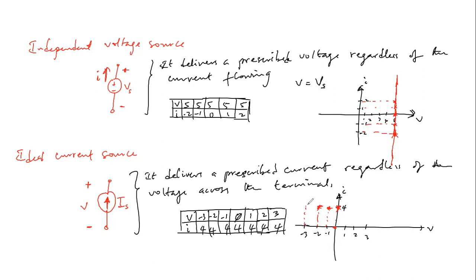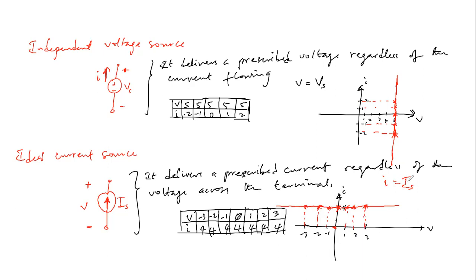At minus 3, we still get 4 ampere. At positive 1 volt, we still get 4 ampere. At positive 2 volts, we still get 4 ampere. At positive 3 volts, we still get 4 ampere. So we get something like this as the VI characteristic for an ideal current source. We're going to be looking into all of this much later, because I is the same as Is. It's specified.